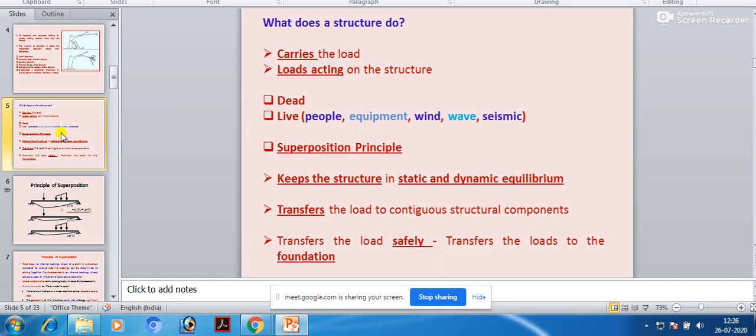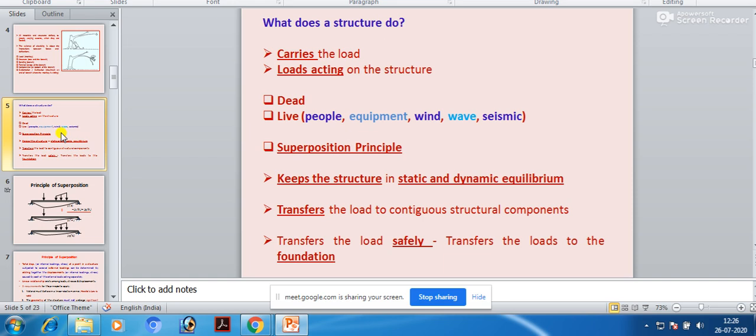And what are the live loads? It's very simple. We are the live load. We are sitting on the structure. We are running here and there. We are moving here and there. So people will be considered as live load. Equipment, meaning the furniture, the computer table, the sofa, the almirah, everything will be considered as live load on a structure. The machineries which are put on the floor will also be considered as live load on the structure.